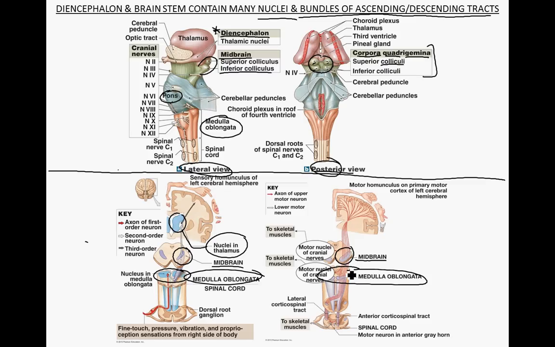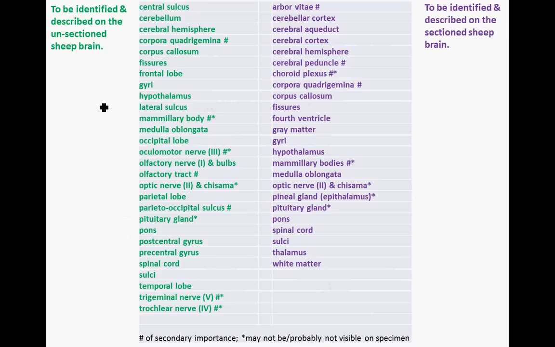So this lower diagram is a little more microscopically structural than the top diagram. The top diagram is showing you gross anatomical features. But then if you look at what that tissue actually is, it's these nuclei and ascending and descending tracts. Okay. So this imposing list of structures here are what you should be able to identify on a sectioned sheep brain, as well as an unsectioned sheep brain, and also on a cartoon of some sort.